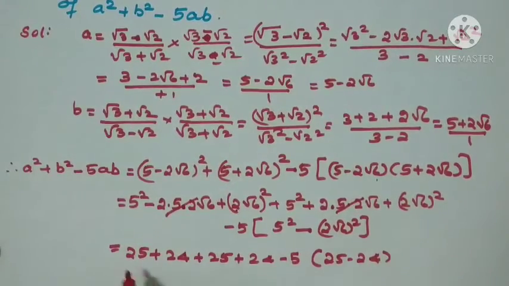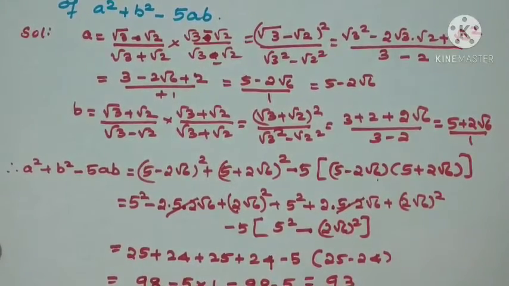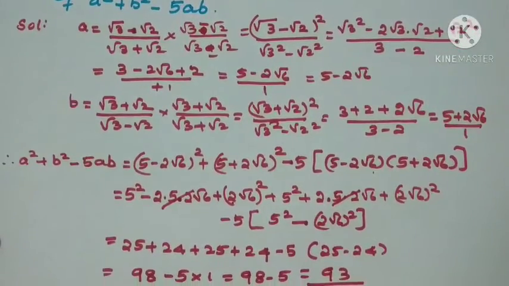Now 25 plus 24 is 49. Again 25 plus 24 is 49. Or we can say 25 is 50, again 48, so our answer is 98. Minus 5 into 1, so 98 minus 5 is equal to 93 is the answer. So we got the value for a square plus b square minus 5ab.